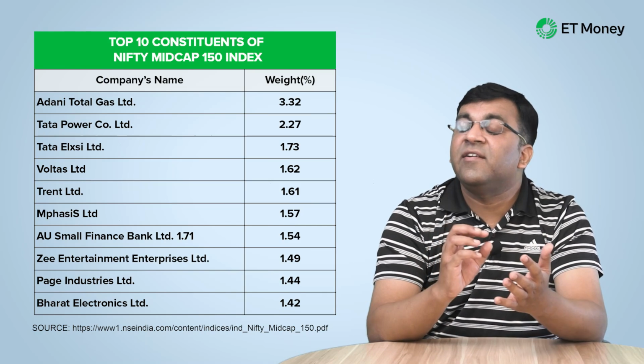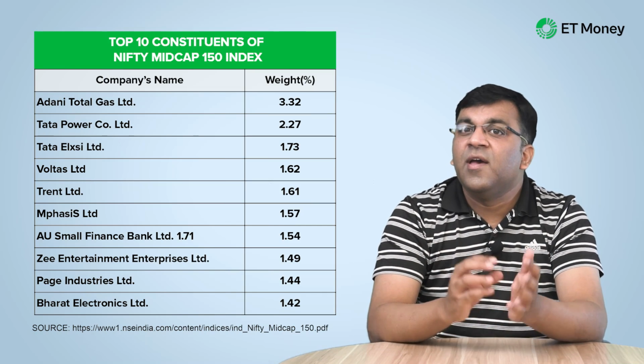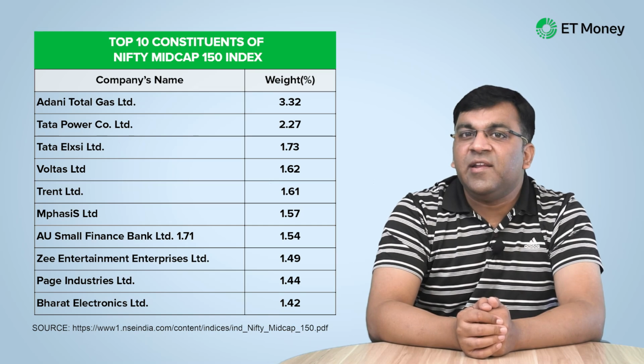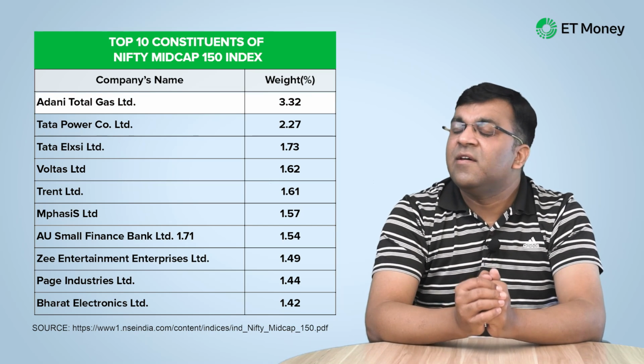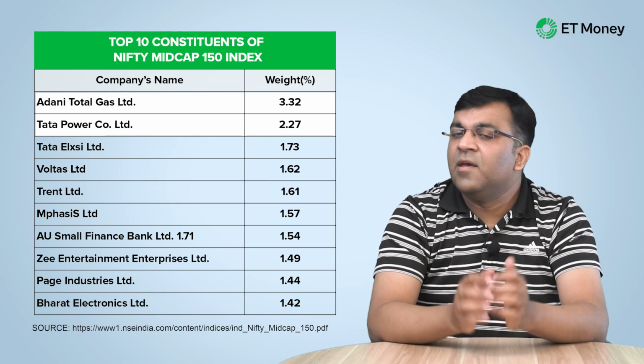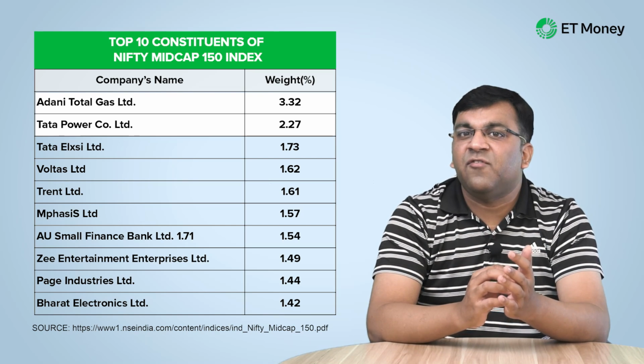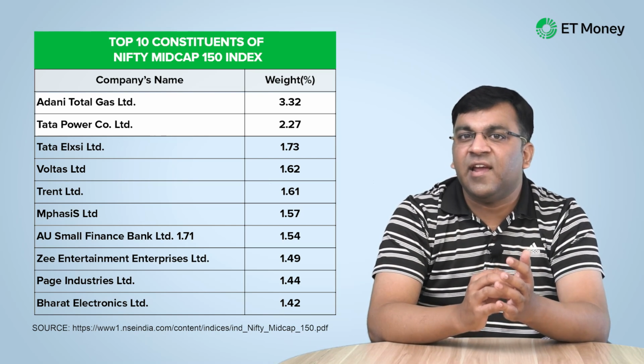Now, this might sound a bit confusing to you if you're hearing the word free float for the first time, and if that's the case, then I highly recommend that you watch the video that's up on the screen for more information on the same. But to illustrate the point, at the time of recording this video, the company with the highest weightage in the Midcap 150 index is Adani Total Gas, which is then followed by Tata Power. These two companies together have a 5.5% weightage in the index.